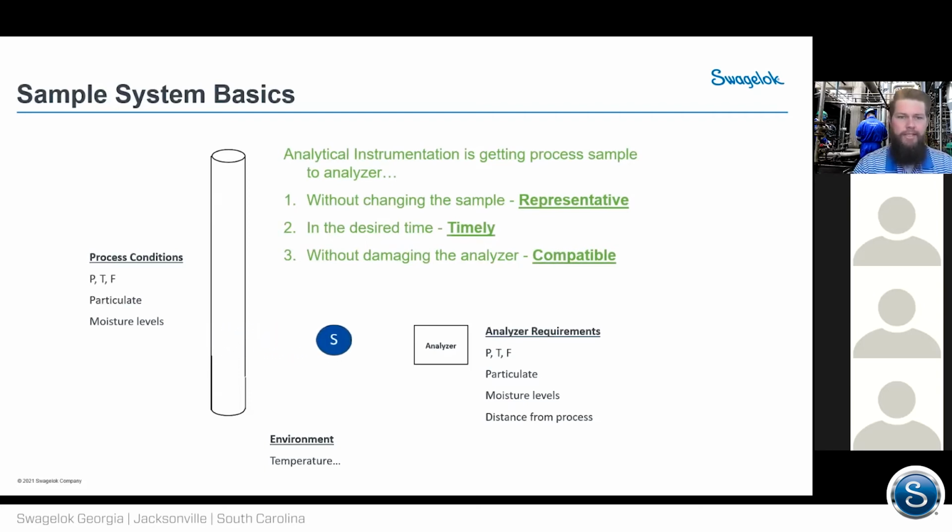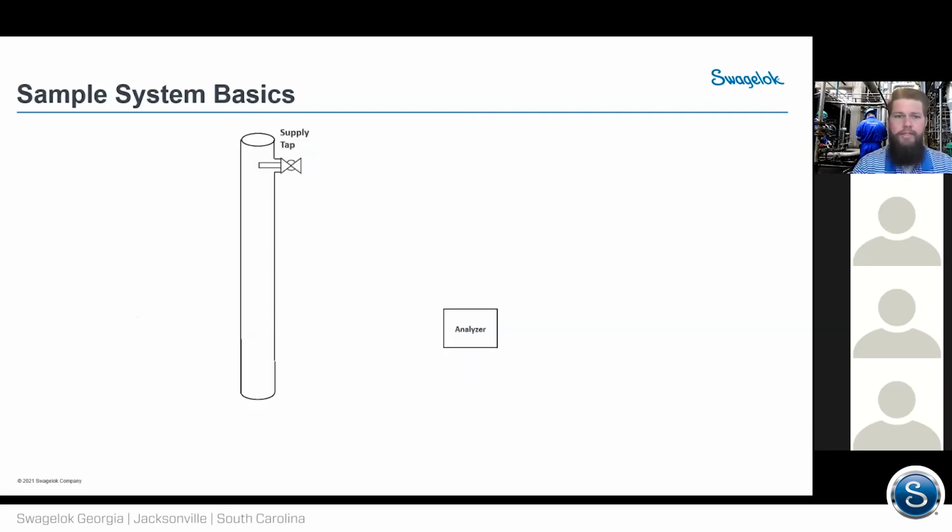So how do we get that sample into the analyzer? Well, the first thing that we need to do is put a process tap in. A lot of applications that I see, there are just basically weldolets installed on the side of the process pipe where there's a threaded connection, and you screw in an MPT connection and pull a tube.